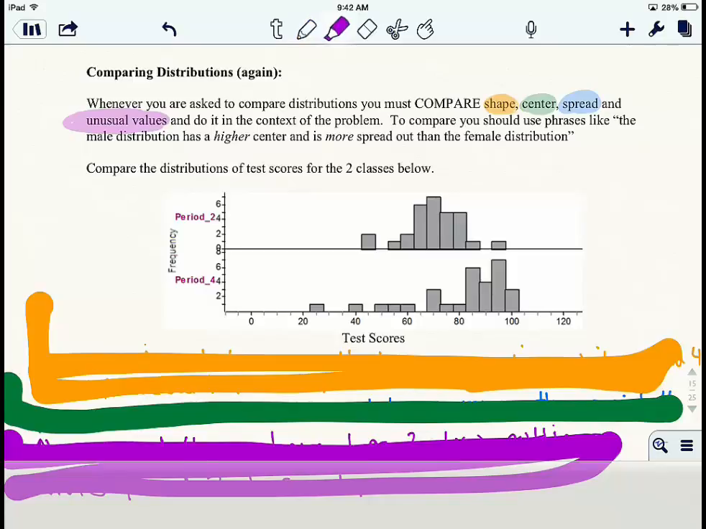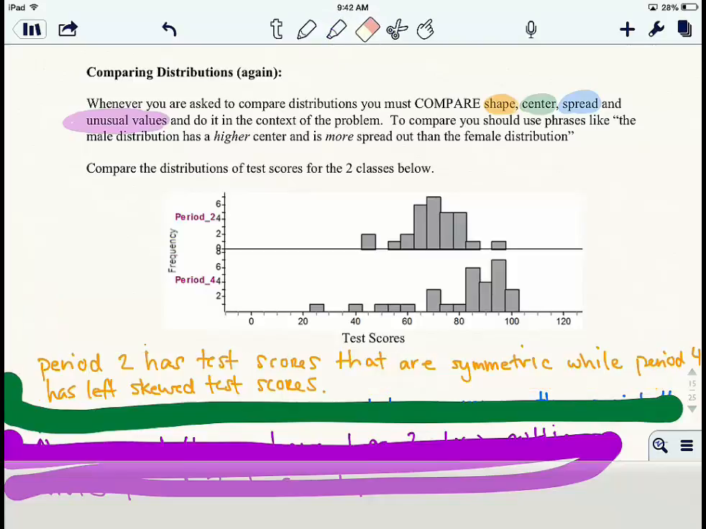First, we're going to talk about shape. Notice I say something like period 2 has test scores that are symmetric, while period 4 has left skewed test scores. I list both periods and compare them while describing. Now let's talk about center and spread. First off, we need to look at the median, or the middle number. Well, period 2 we said was kind of symmetric, so the median is going to be right about here, where with period 4 being left skewed, more of the data is right here, so the middle of the data is going to be maybe right here.